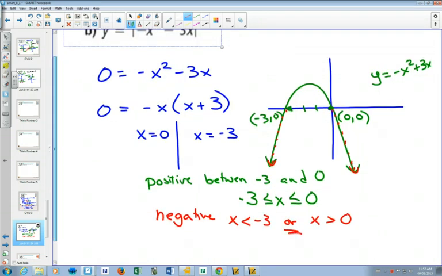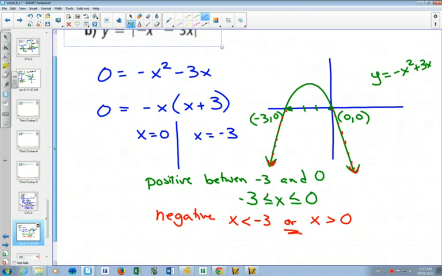We use the word or, not the word and. In mathematics, we use the word or when it can be in one place or another place. We use the word and when it has to be in both places at the same time. So you can't be less than -3 and bigger than 0 at the same time. There's no number that's less than -3 and bigger than 0 at the same time.